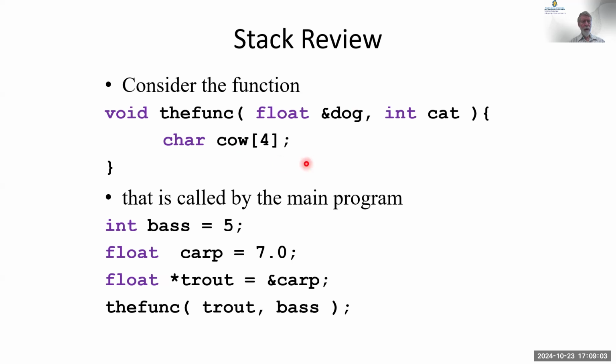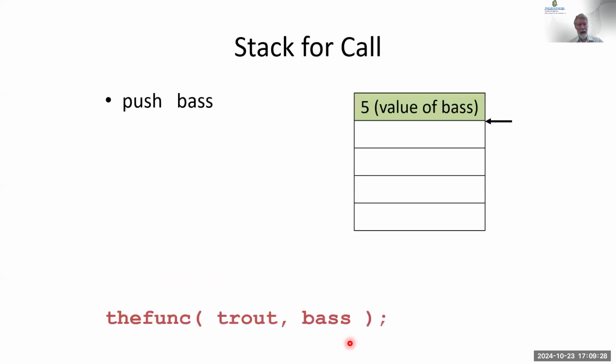Inside the function, we have the local variable cow, which has 4 characters. Back in the main program, we have an integer called bass and a float called carp. Trout contains the address of the variable carp. Then we call the function with trout and bass, trout now being the address of carp and bass being the value 7. Here's how your stack will look.